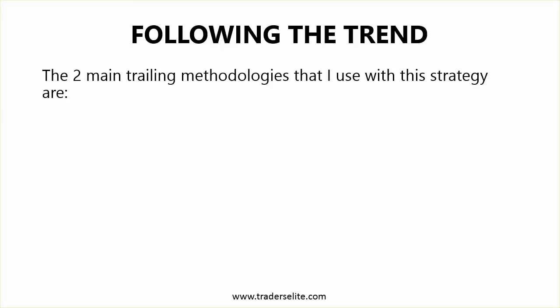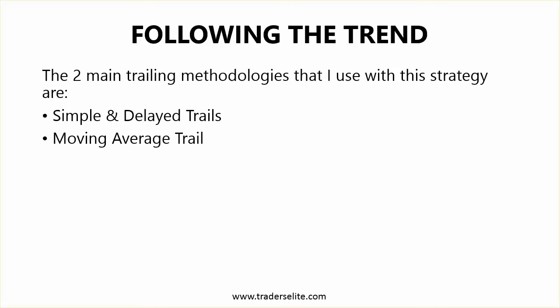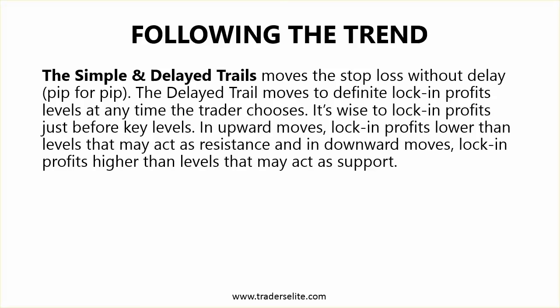So the two main trailing methodologies that I use with this strategy are simple and delayed trails and moving average trail. So the simple and delayed trails moves the stop loss without delay. Well, that's the simple, pip for pip. The delayed trail moves to definite lock-in profit levels at any time the trader chooses. And as I always say, it's wise to lock in profits just before key levels. So in upward moves, lock in profits lower than levels that may act as resistance. And in downward moves, lock in profits higher than levels that may act as support. We'll take a look at a couple of examples in a moment.